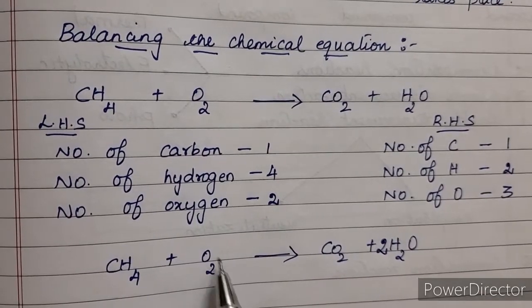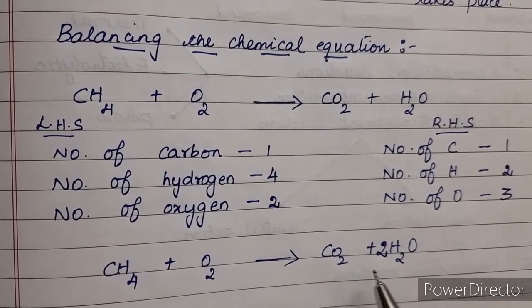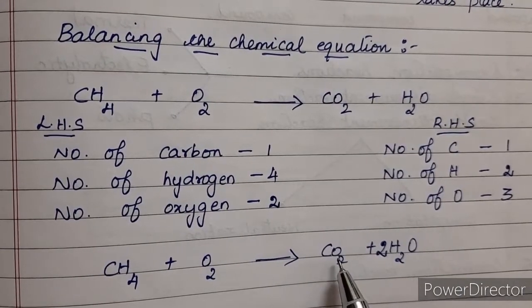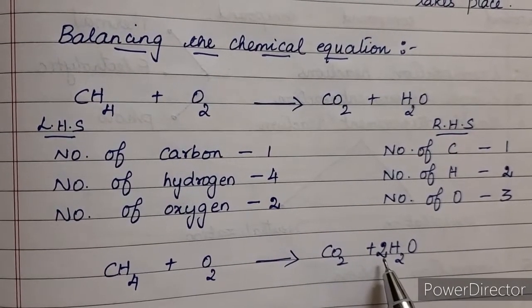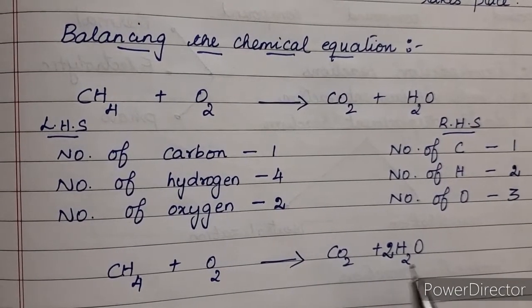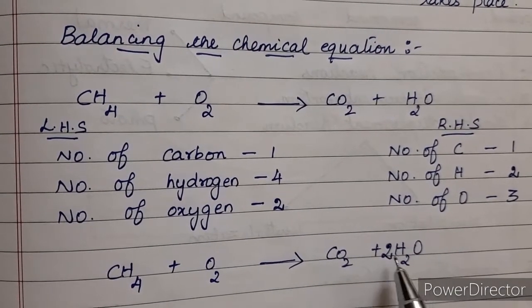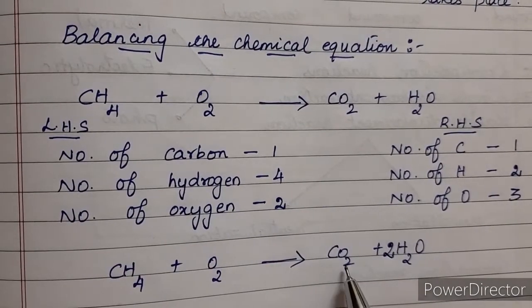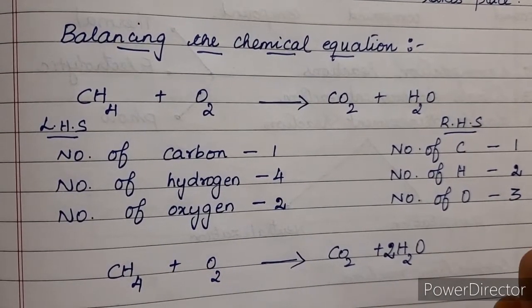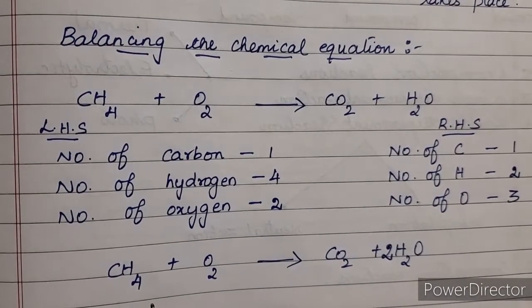Now how many oxygen? There are 2 oxygen here. Now count the number of oxygen on your right hand side. Here you have 2, and this 2 is common to the hydrogen as well as the oxygen. So here you have 2 oxygen atoms. So 2 plus 2, 4 oxygen atoms you have on your right hand side. So this should be balanced, isn't it?